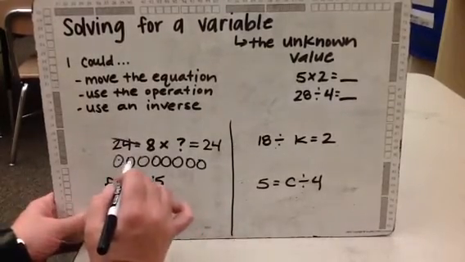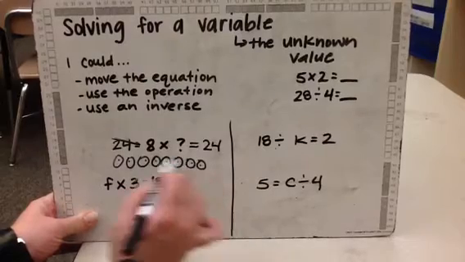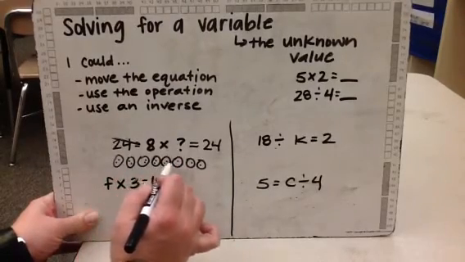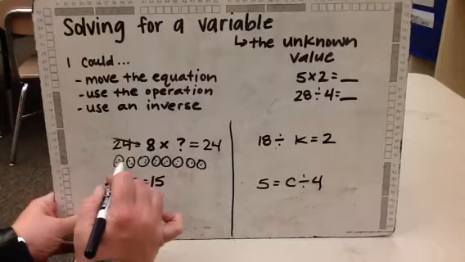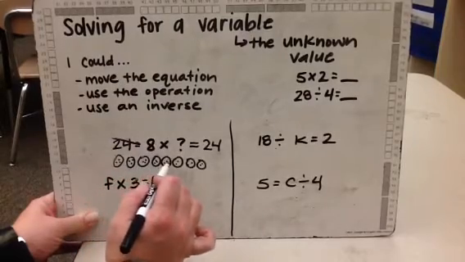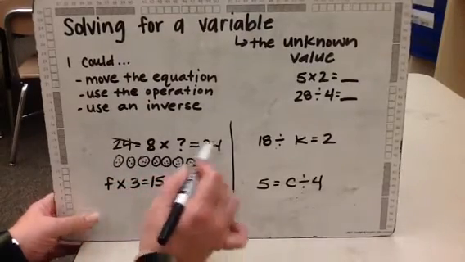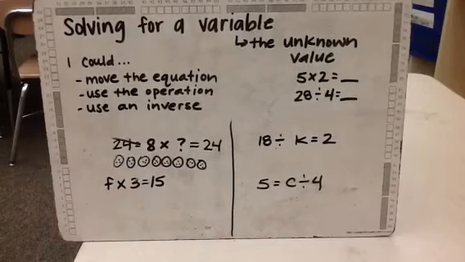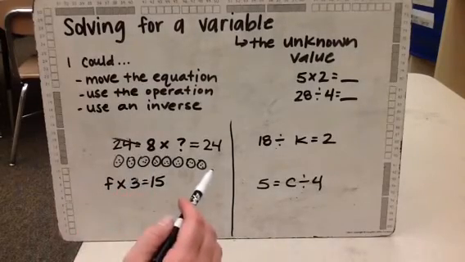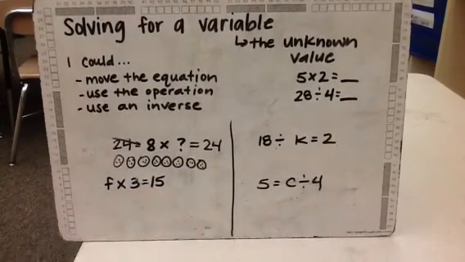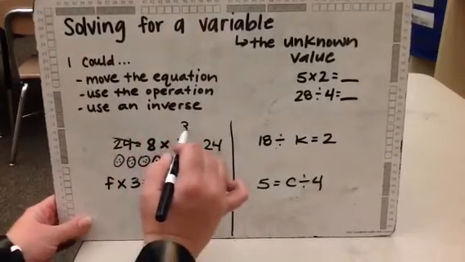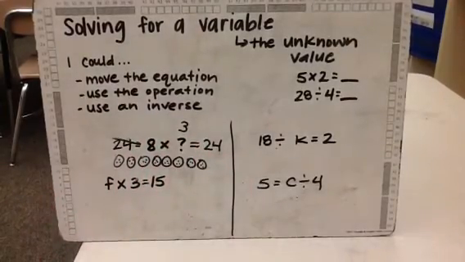So 1, 2, 3, 4, 5, 6, 7, 8, 9, 10, 11, 12, 13, 14, 15, 16, 17, 18, 19, 20, 21, 22, 23, 24. All right, I got to my total of 24 here. So I see that I have 8 groups of 3 joined together would make 24. So the value of this question mark, of that variable, is 3.